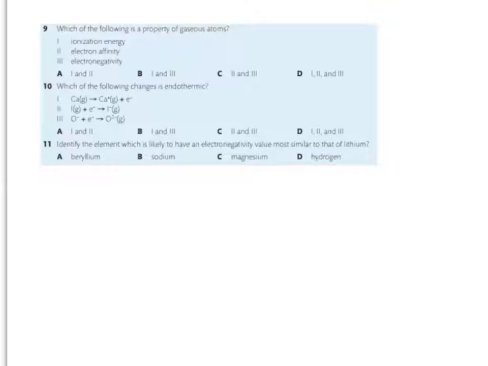Number 9, which of the following is a property of gaseous atoms? Ionization energy, yes, that's defined as removing electrons from a mole of gaseous atoms. Electron affinity, that's also defined in terms of gaseous atoms. Electronegativity, this one, not always. This is the attraction for a bonded pair of electrons. So this could be in a solid or a liquid as well. So it's not that it can't be in a gas, but it doesn't have to be in a gas. So A, just 1 and 2 have to be defined as the property of a gaseous atom.